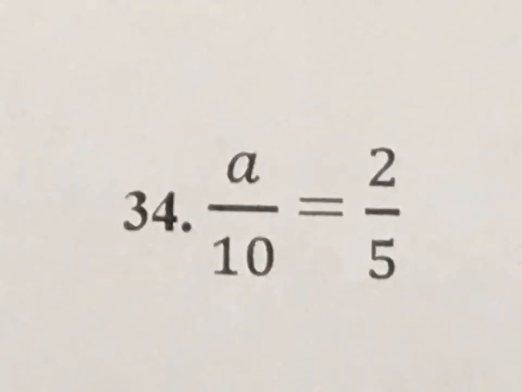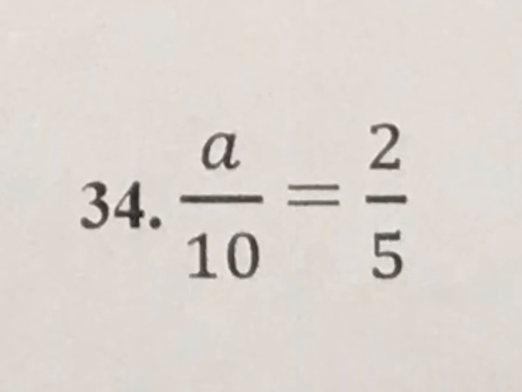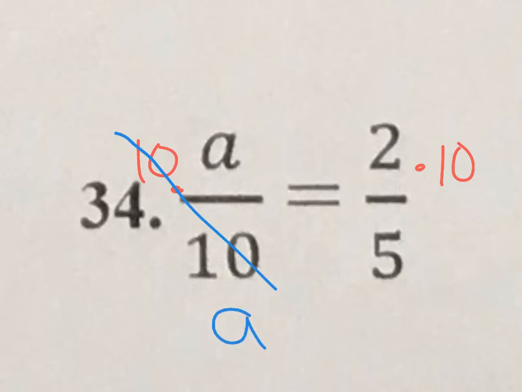Somebody said 34? Yeah. Okay. That a over 10. How do you get rid of the divided by 10? Multiply by 10. Now, what you do to one side, you do to the other side. Multiply by 10. So the 10s cancel. This 10 with this 10 cancel out. You have a nice beautiful a left over.